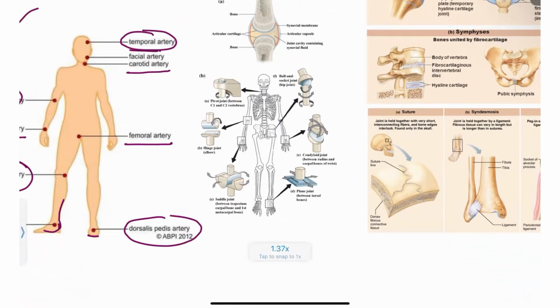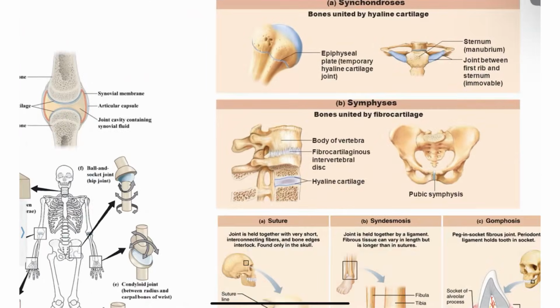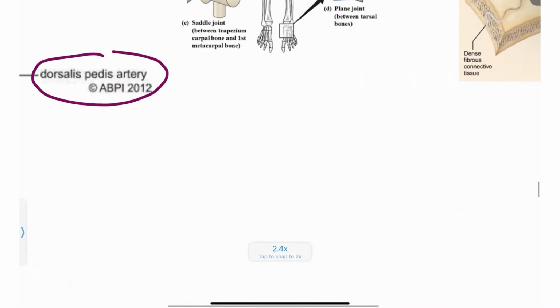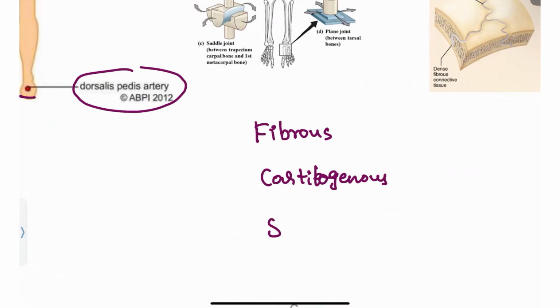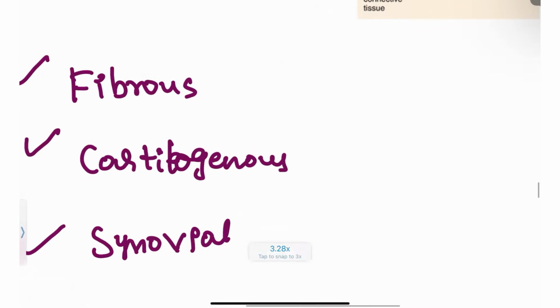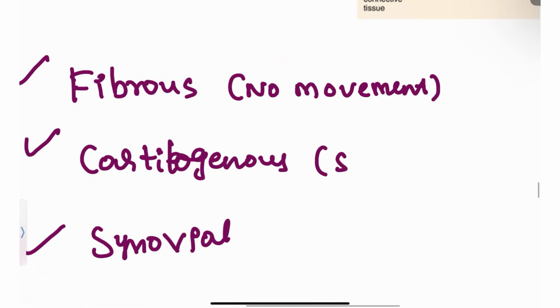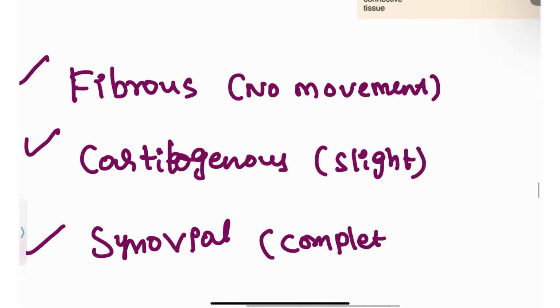Next, the joints. Joints are divided into three types. What are those joints, guys? The first one is the fibrous joints, the second one is the cartilaginous joints, and the third one is the synovial joints. Okay, these are the three types. In fibrous joints, there is completely no movement. In cartilaginous joints, there is slight movement, and in synovial joints, a complete range of motion is seen.